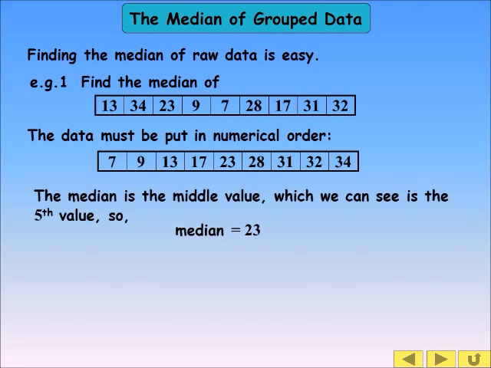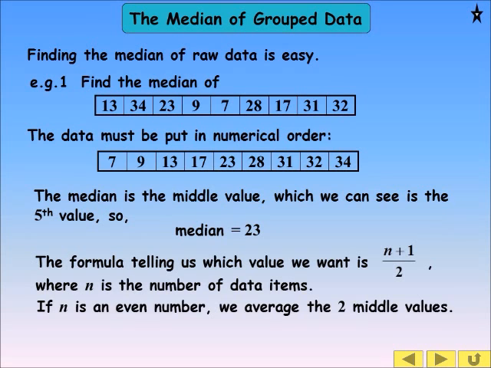And the median is the middle value. Which one? You can see the middle value is 23. The formula when you want to find this is (n plus 1) divided by 2, okay? Where n is the number of data items. So you must remember, be careful. Very important.